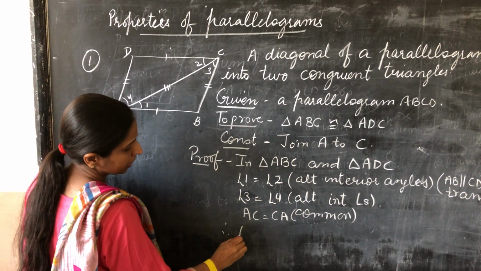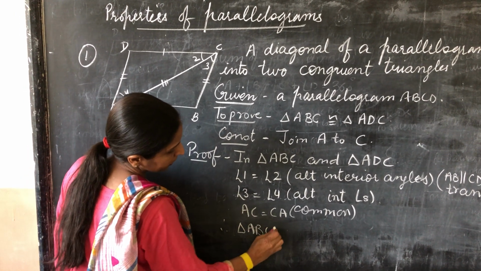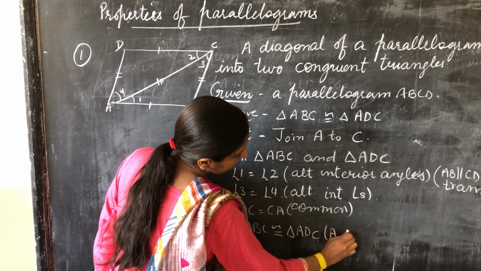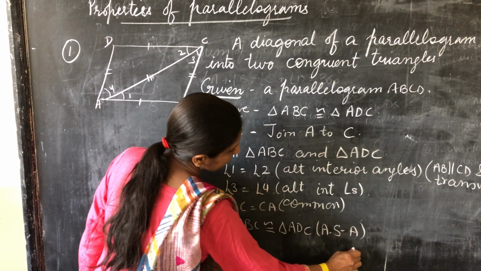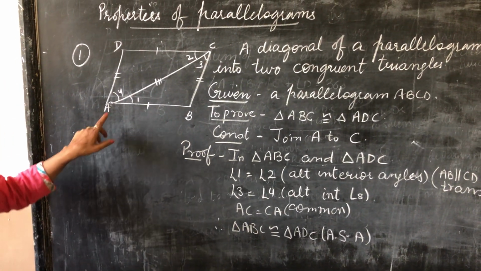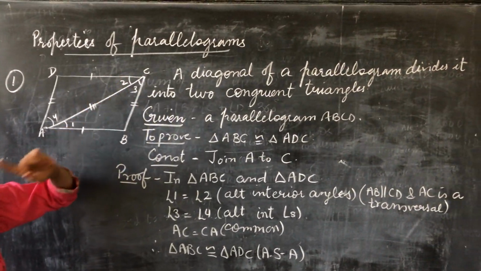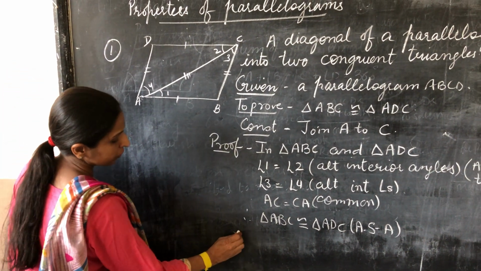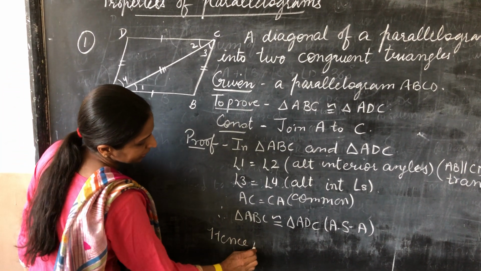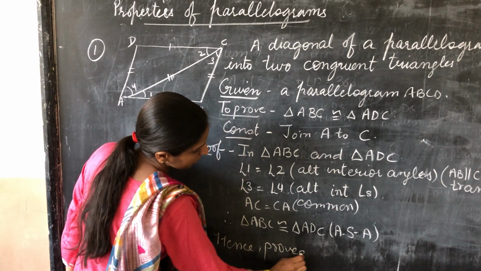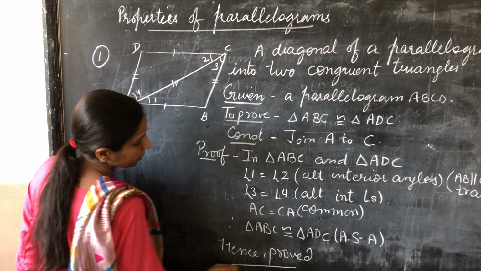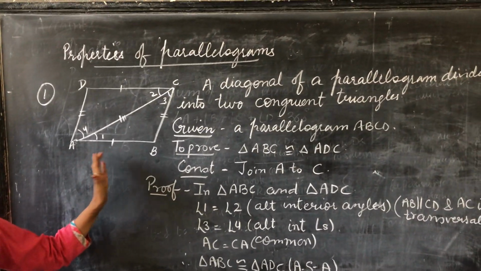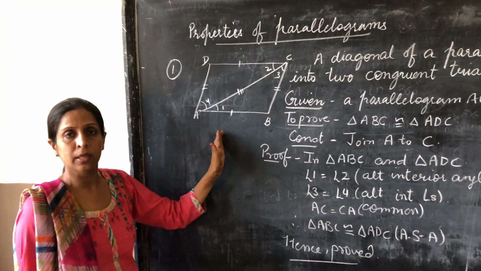So the triangles are congruent by the angle, side, angle congruence condition. Angle, then side, then angle. Right? So these two triangles are congruent. After proving them, we write this, hence proved, because this was a statement you needed to prove. Right? Children, we will be doing this theorem. Its proof is there in your syllabus and you must do it.